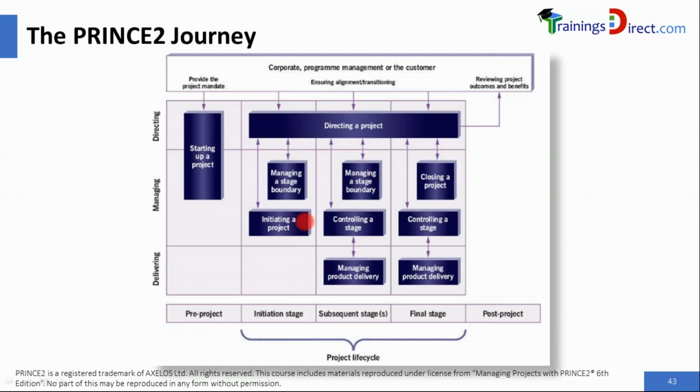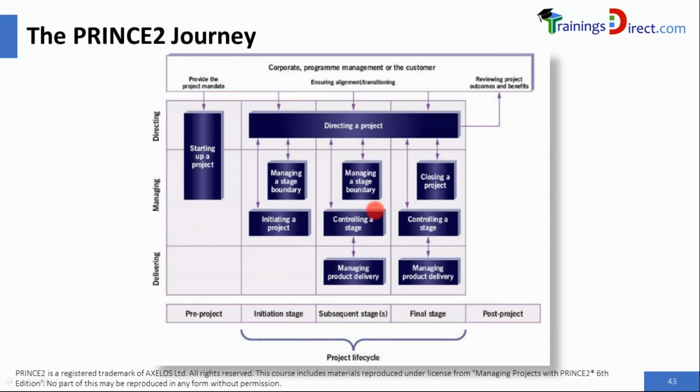The authorization to execute a project is triggered through initiating a project. Authorization to execute the next delivery stage is triggered through the stage boundary. However, the authorizations themselves are provided by directing a project. Once that is done, controlling a stage process is triggered, which is the PM's process. The PM therefore looks at the work to be done and assigns the job or the work packages to the team managers and takes control of the stage by checking progress of the work packages, progress of the products, receiving the reports from the team managers, sending reports to the project board, the highlight reports that is.